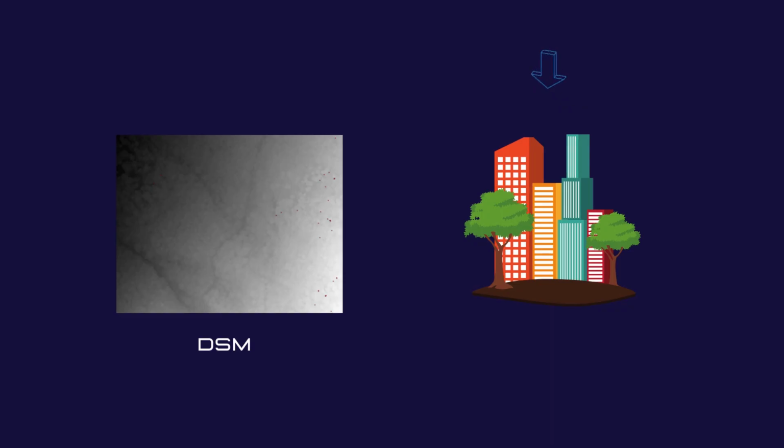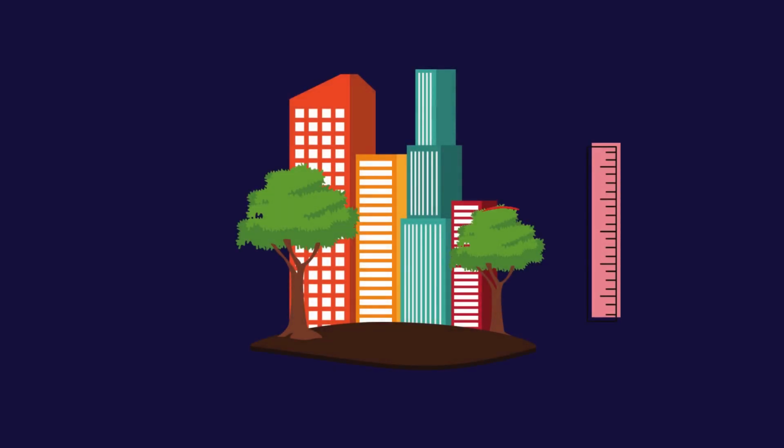Then there is the DSM, the Digital Surface Model. It represents everything on the surface, the ground, but also the trees, the buildings. That is everything seen from the sky. Finally, the CHM, or Digital Height Model. It is simply the difference between the DSM and the DTM. It gives the height of objects relative to the ground, like the size of trees or buildings.